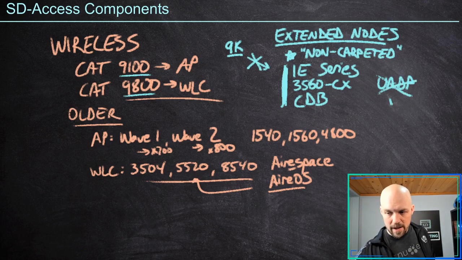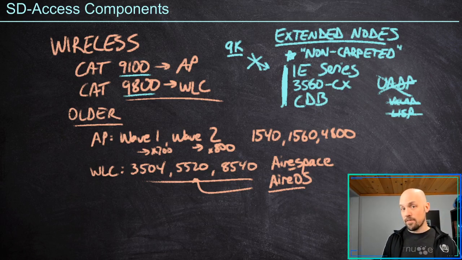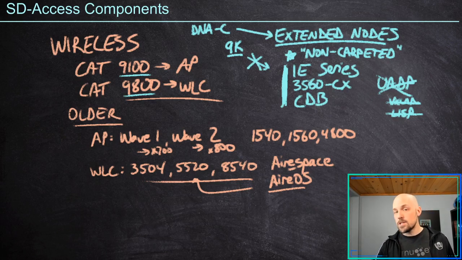So in other words, things like VXLAN, they're not capable of VXLAN. Things like LISP, they're not capable of LISP. So how do we connect these devices in such a way that they're still supported? Long story short, what Cisco's doing here is they're going to have DNA Center view these extended nodes, manage the extended nodes, but they're not going to be part of the overlay.